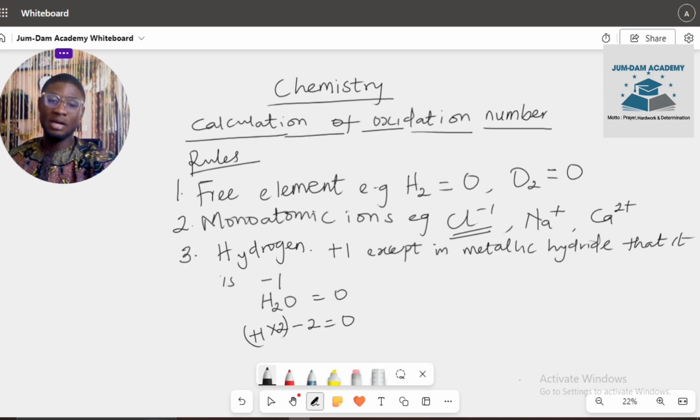So for any compound at all, the oxidation number of hydrogen is always +1, except in metallic hydride. Do you know what we mean by metallic hydride? On the periodic table we have group 1 as the alkali metals and group 2 as the alkaline earth metals. So any member of group 1 and group 2, when they react with hydrogen, we have metallic hydride. In that case, the oxidation number of hydrogen is always -1.